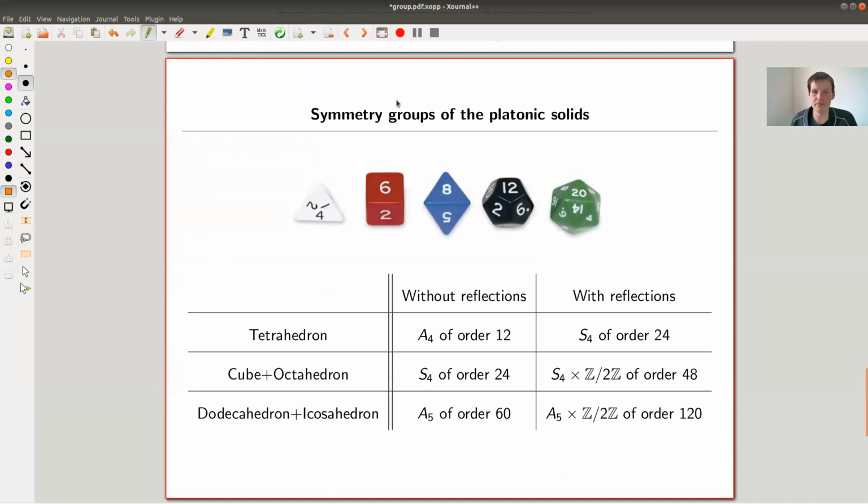So let me end with probably the most famous symmetry groups, the symmetry groups of the platonic solids. If you don't know what a platonic solid is, here they are. There are five. They are the five interesting dice you usually see in what kind of game you want to play involving dice. So there is the tetrahedron.